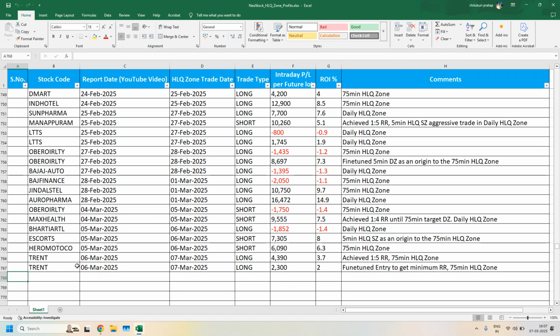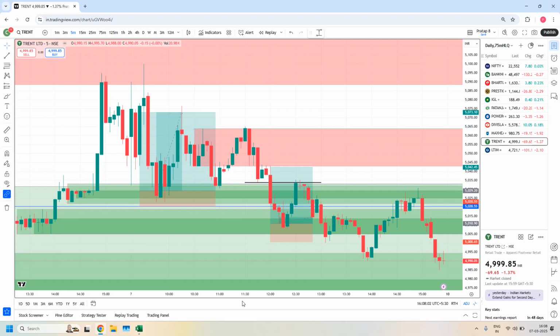And today the trend gave us two trades. The first one, up to the 1:5 RR level, has given 4,390 rupees profit, which is 3.7% ROI as per one futures margin cost. And the margin cost is around 1 lakh 16 or 17,000. On that margin cost, it has given 3.7% ROI. Okay, this is the first trade.